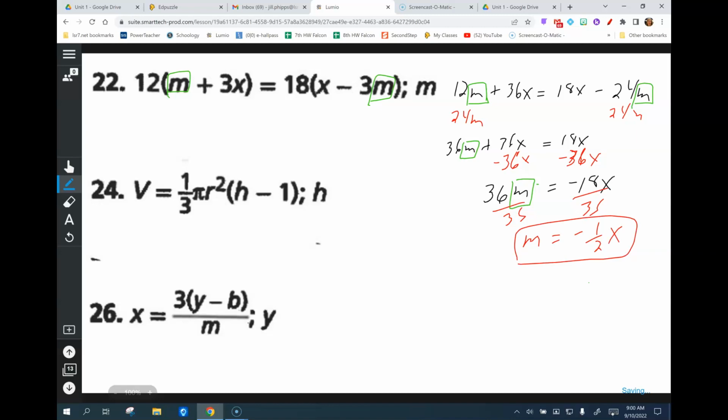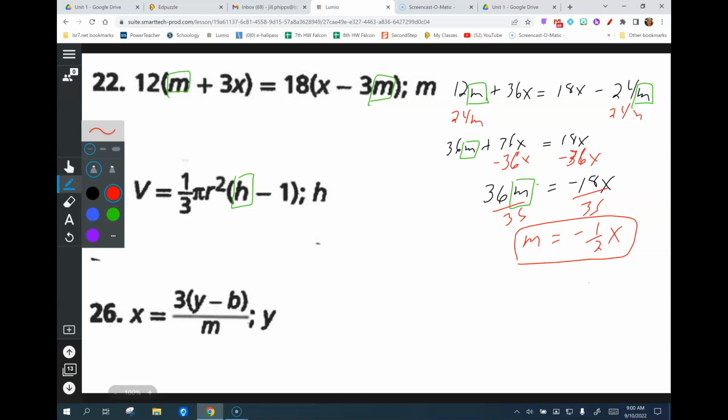Okay, so here we go, 24. We want to get h by itself, so we're going to indicate that. Now we're going to look at what we have. Wow, we have a fraction. We have all kinds of things. So I'm not going to do it 20 million ways. I'm going to tell you what I would start with. You can do it however you want to. And if you want to pause, try it on your own.